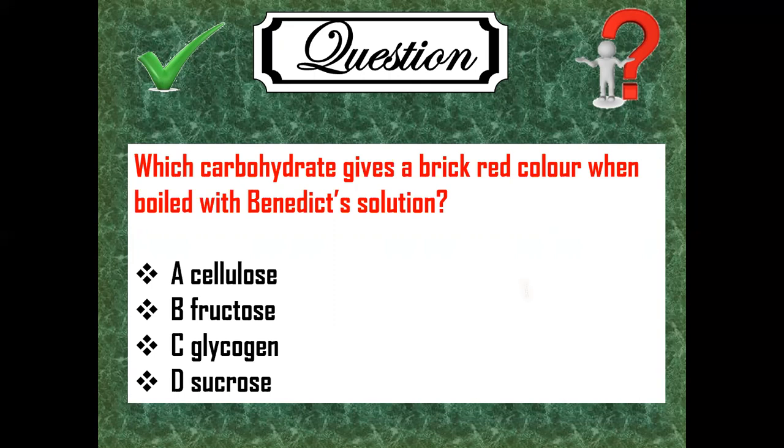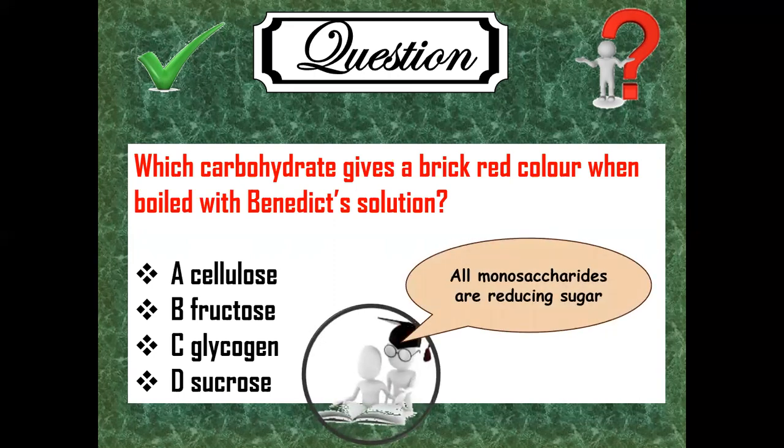Now, what concept do we have? All monosaccharides are reducing sugars. So if they are reducing sugars, they will give the result brick red with Benedict solution. So what is the monosaccharide here in this question? In option A, cellulose is a polysaccharide, that's non-reducing. Glycogen is a polysaccharide, non-reducing. Sucrose is a disaccharide, non-reducing. While fructose is a monosaccharide, it is our reducing sugar.